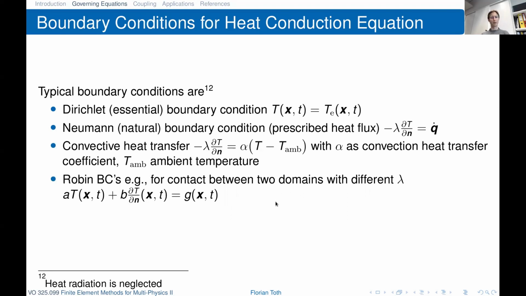This can be, for example, used for contact between two domains with different thermal conductivities. Just also note that we have neglected any heat radiation, which could be just for free space radiation, also considered via a nonlinear boundary condition.